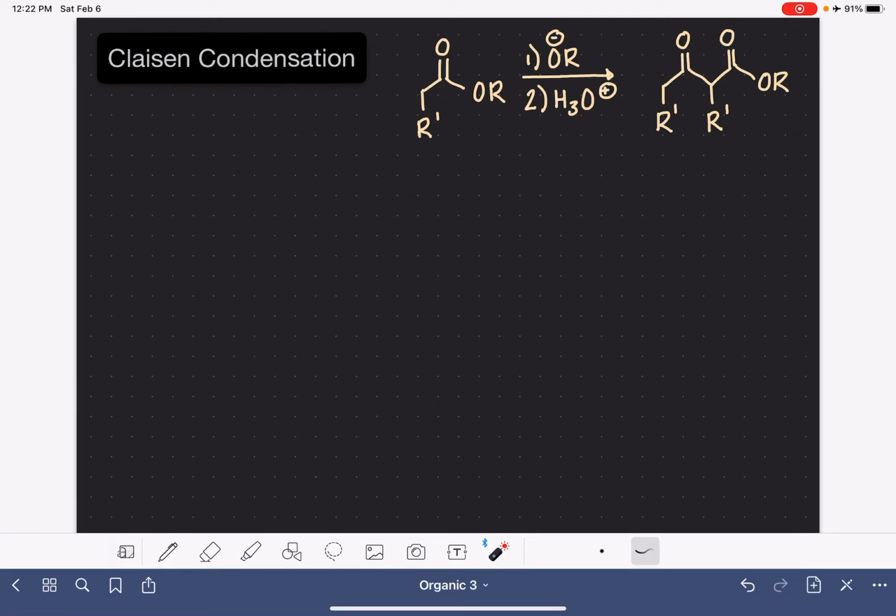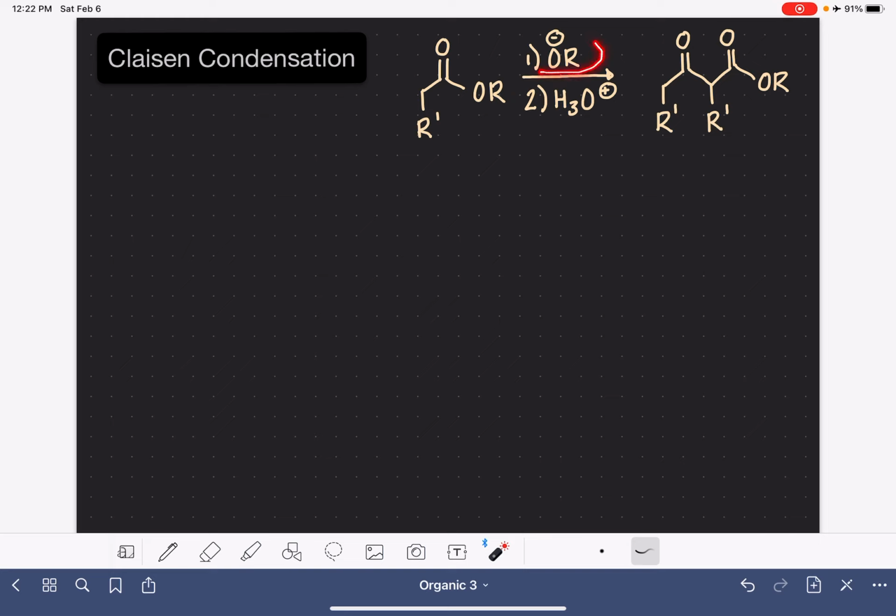The Claisen condensation is really similar to the aldol addition condensation reaction. The main difference is that it uses an ester instead of an aldehyde. The conditions of the reaction are also different. First of all, it's a two-step process, as you can see, and I'll explain that when I draw the mechanism.